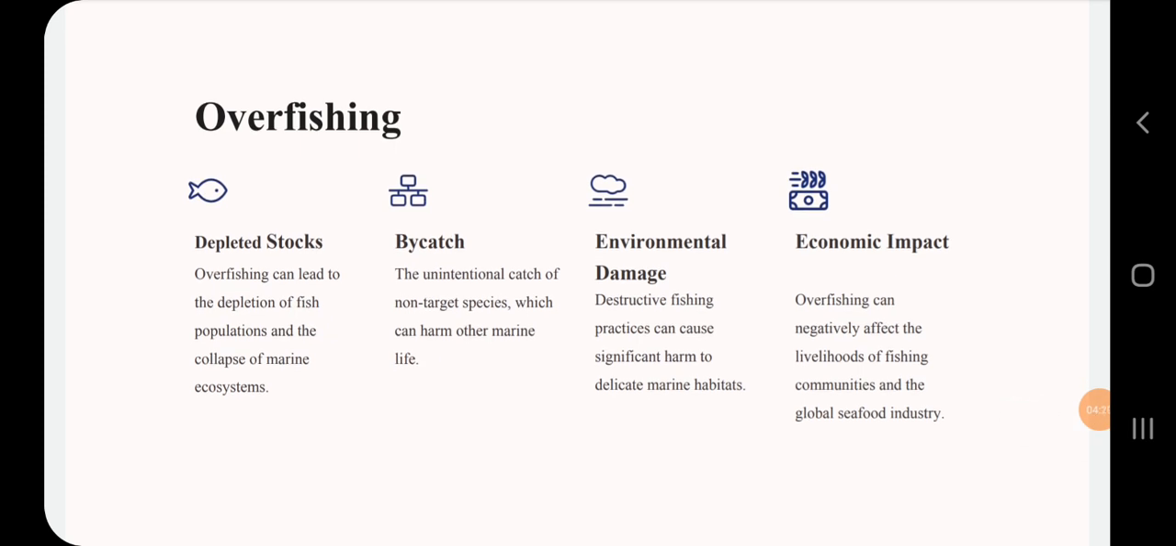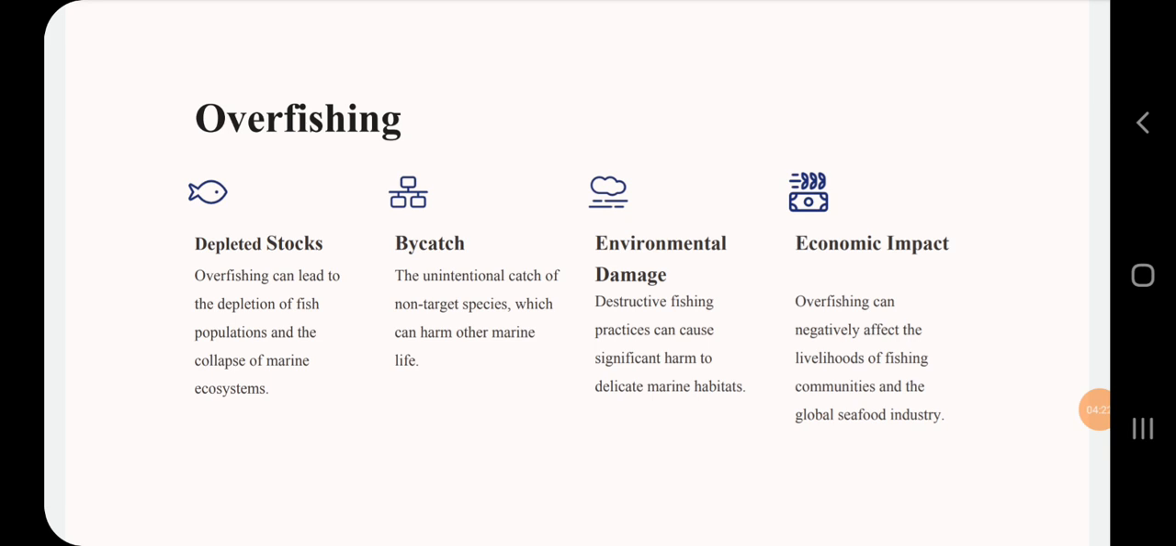Environmental damage. Destructive fishing practices can cause significant harm to delicate marine habitats. Economic impact. Overfishing can negatively affect the livelihoods of fishing communities and the global seafood industry.